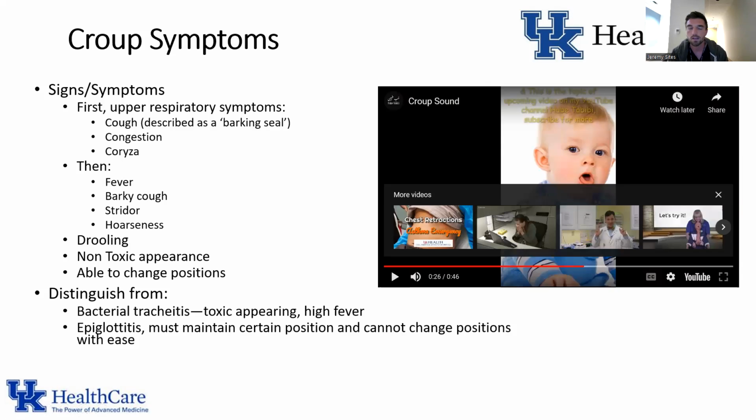That's pretty pathognomonic and classic for croup. A seal-like cough or a barking cough is the terminology that you'll typically hear, and even parents will use that terminology. So it's important to keep that in your memory bank.